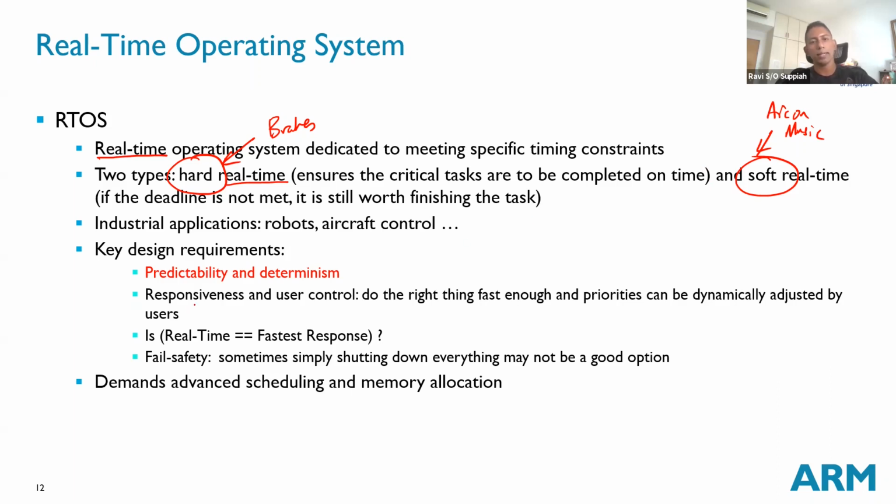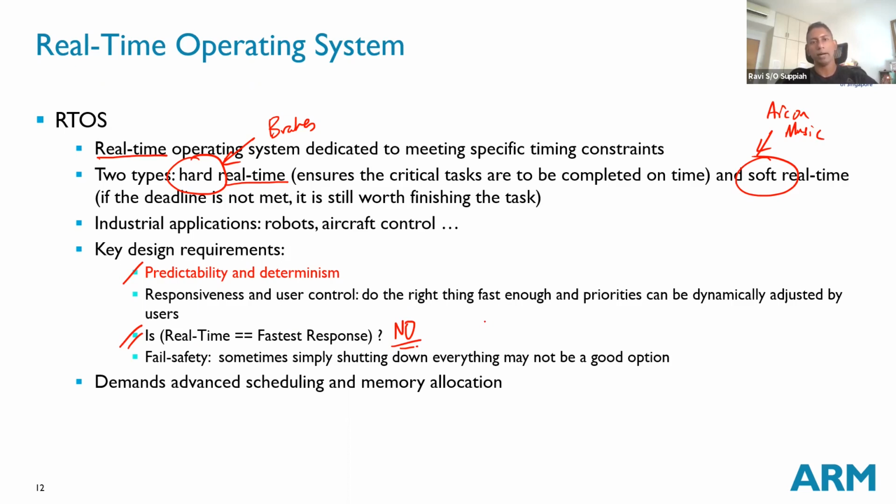So that is where the idea of the RTOS comes in. That means you want to have some high level of predictability and determinism when it comes to specific tasks. Now the common misconception that most people have when they first think about RTOS is this: is real time equal to fastest response? The answer here is definitely no. Real time is not the fastest response. It is being able to respond within the deadline.